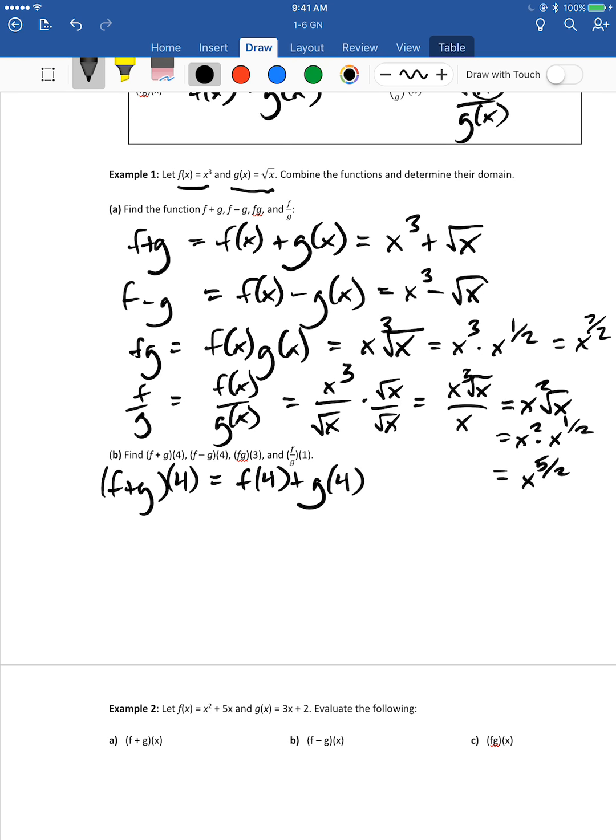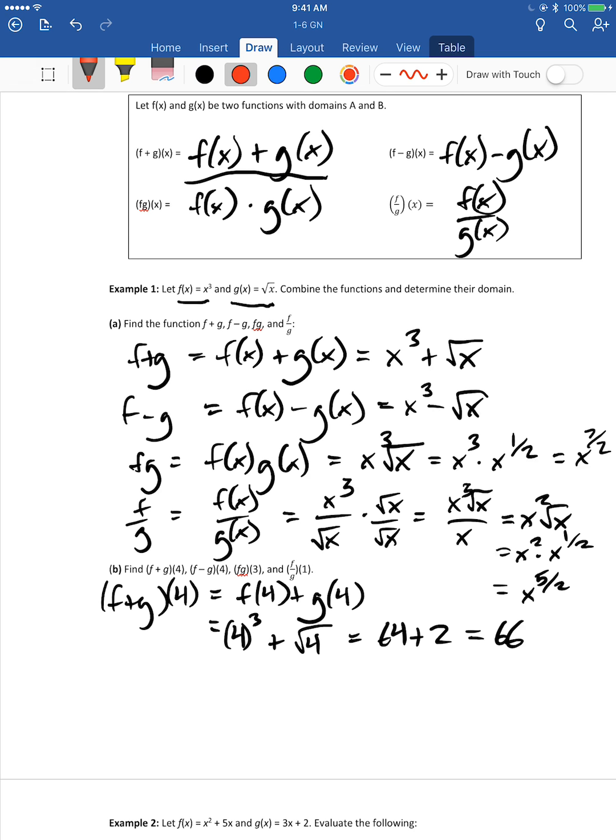f of 4 plus g of 4, that is simply 4. Everywhere I see an x, I'm plugging in a 4, plus the square root of 4. 4 cubed, you can plug that into a calculator, or if you're like me, you've seen it enough times before, you know that that is 64, plus the square root of 4, which is 2. So our answer is 66.